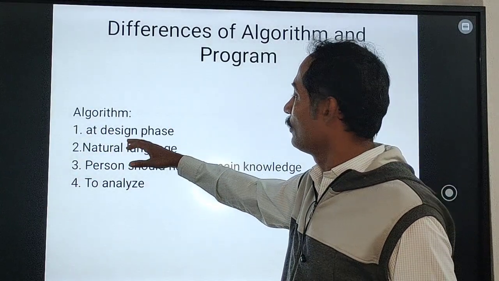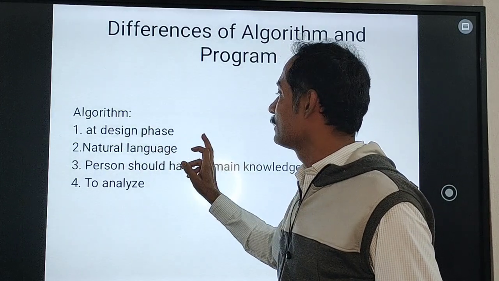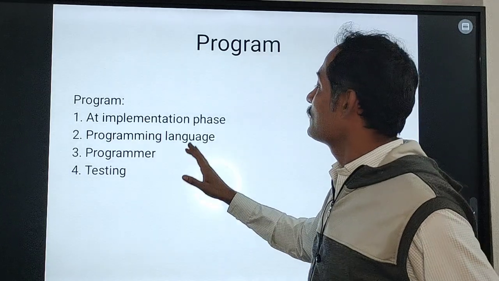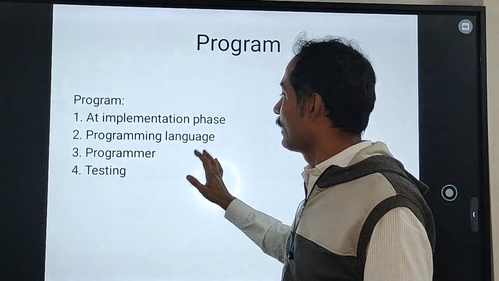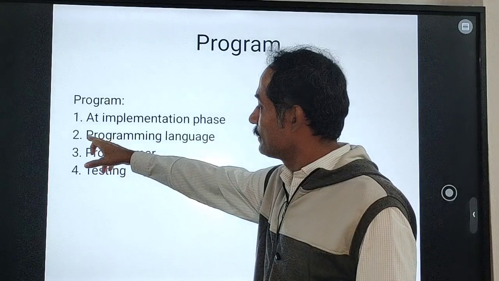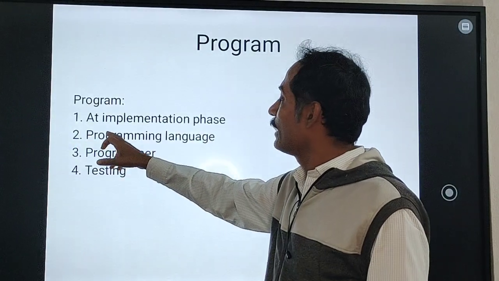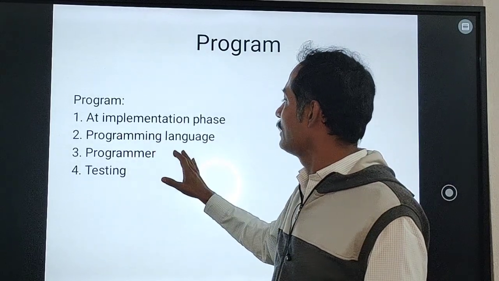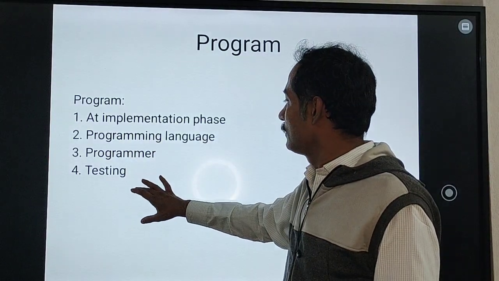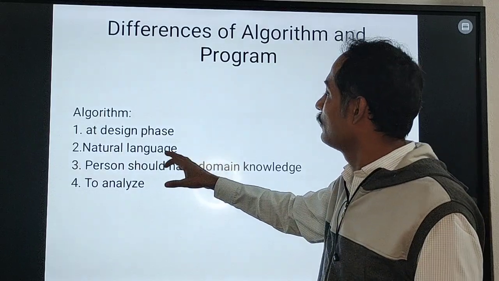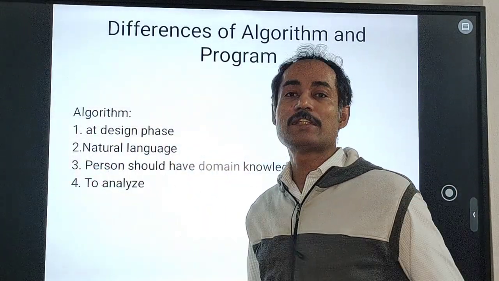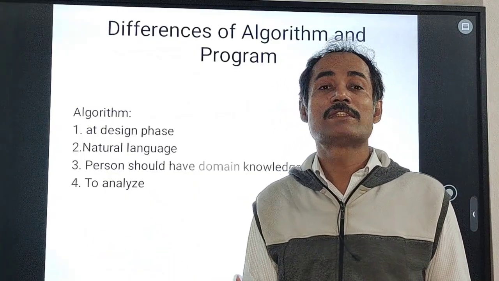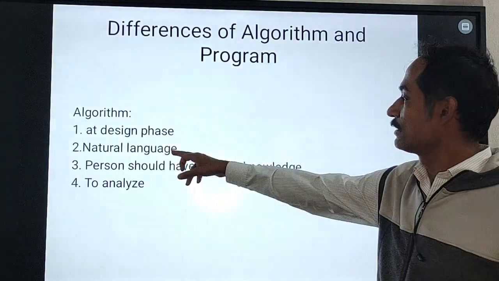So the algorithm is followed at the designing phase, and in contrast, the program is followed in the implementation phase. And if you compare point 2, generally in case of programming, a programming language is used to represent it, and in case of an algorithm we can use any natural language. As we have stated earlier, pseudocode is there, the English-like high level language, which is natural language.